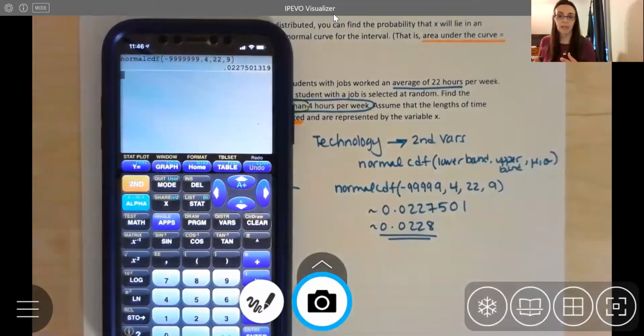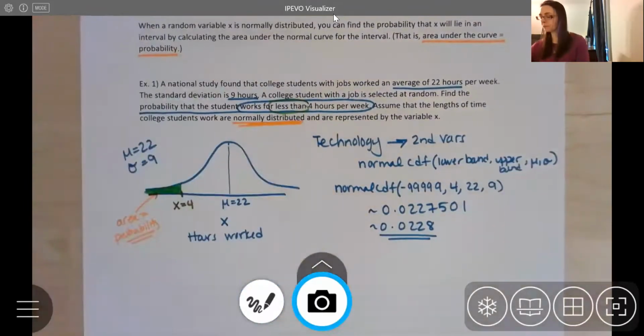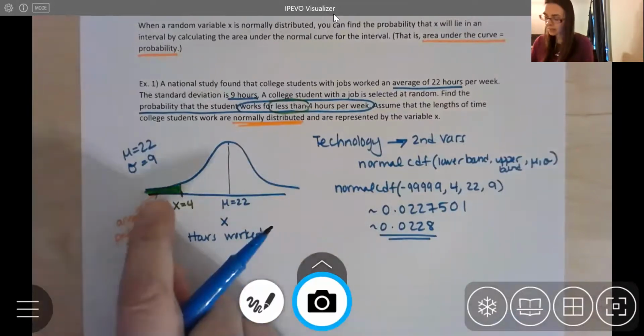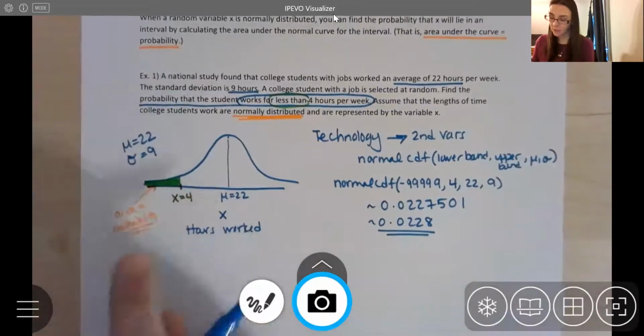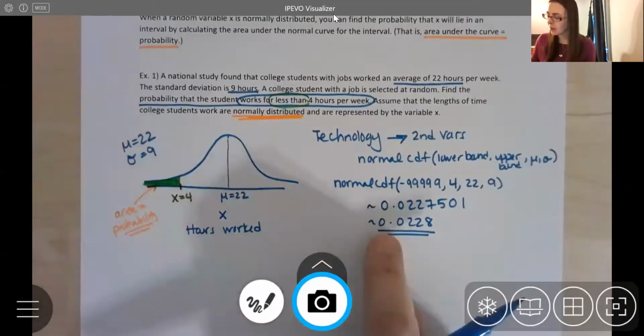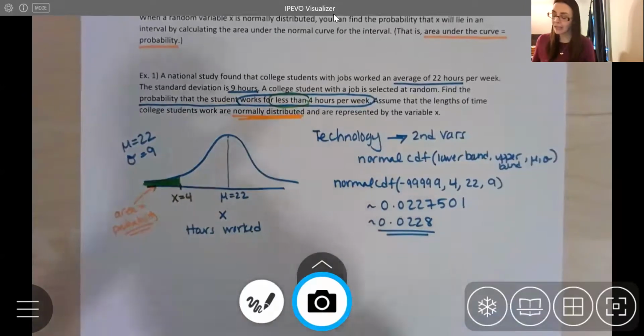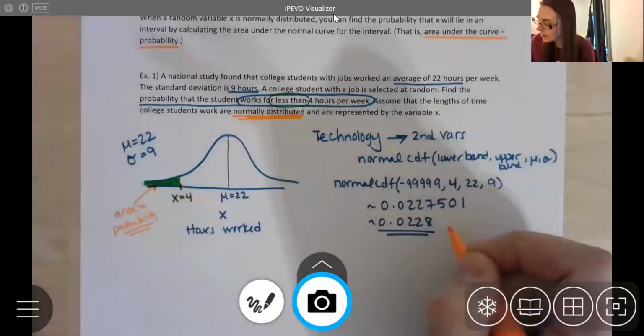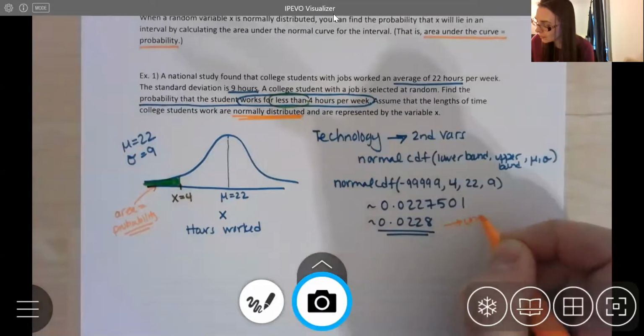So if you're using technology, then you have the answer. That would be our answer here. So the chance of someone working only less than 4 hours per week is going to be 0.0228. Just as a side note here, this would be unusual, right? Because it's less than or equal to 0.05.